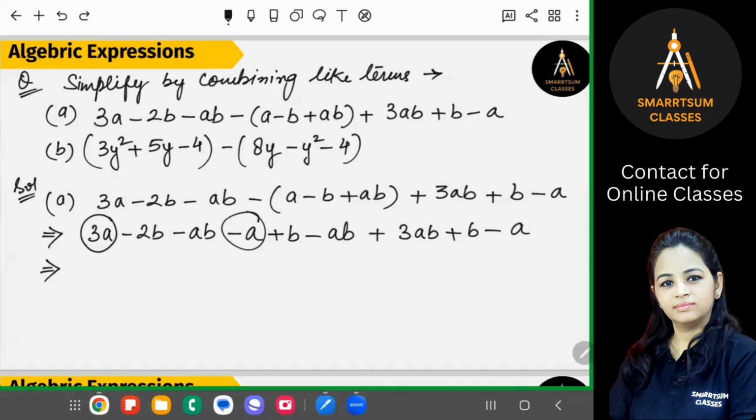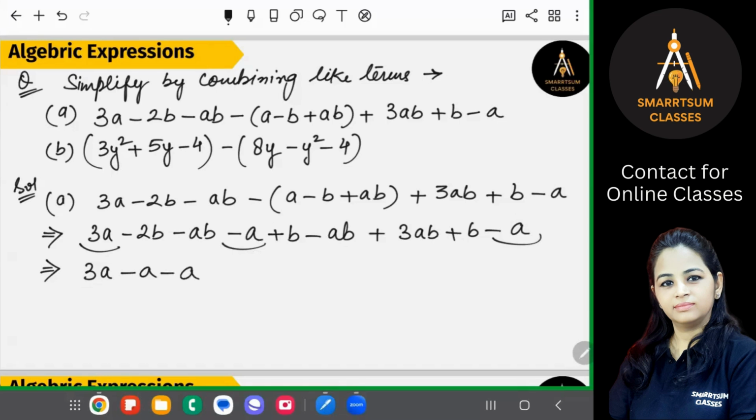So what we do? We will write them together. These are like terms. Always remember, whenever you are rearranging the like terms or rearranging the terms, always write them along with their sign. So 3A is positive, we have written as it is. Now this minus A is negative, so we will write minus A. This minus A is also negative, so write down minus A. So we have collected them now.